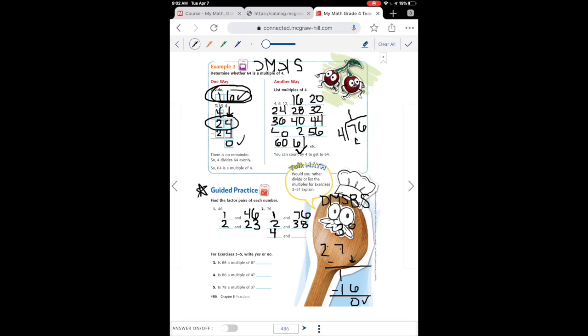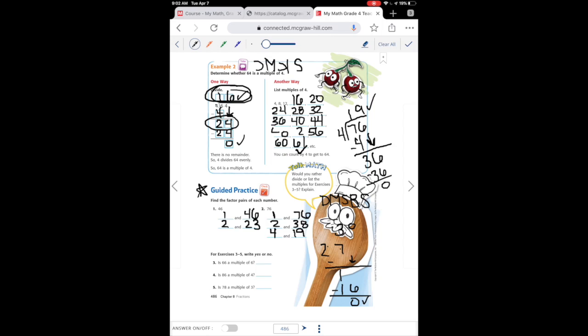Now, looking at my steps, multiply. 1 times 4 is 4. Subtract. 7 minus 4 is 3. Bring down 6. 36 divided by 4. Well, I know my 9's rule. And 36 divided by 4 is 9. Multiply 9 times 4 and you get 36. Subtract, you get 0. I have a 0 at the bottom. My quotient is full. So 4 and 19.